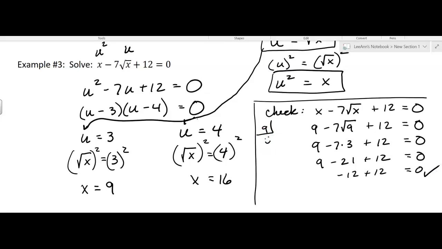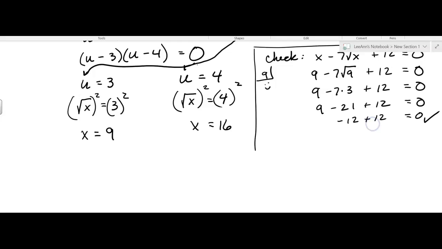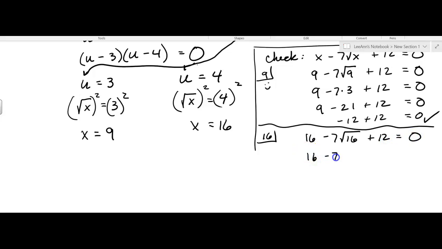What about the 16? So now I'm going to try the 16. So I don't know why I put the little box over there, but I thought maybe it'd help keep straight what I was checking. So 16 minus 7 times the square root of 16 plus 12. Does that equal 0? So 16 minus 7 times 4 plus 12. Well, 16 and 12 is 28. Minus, and then this is 28. Yep, that one works also.